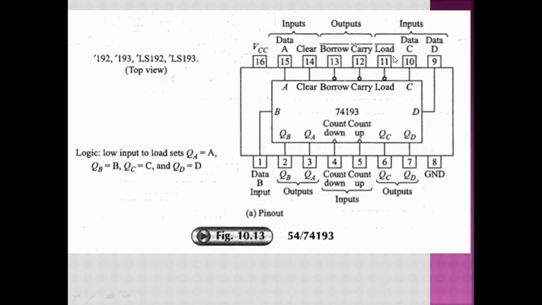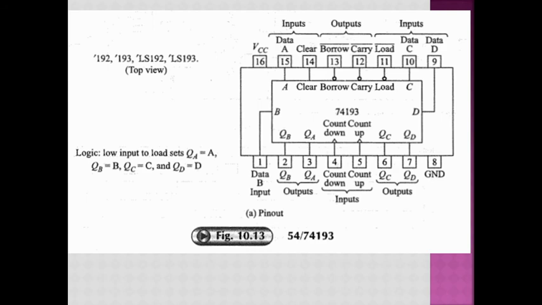And then the load input is very important here. This pin is the load input. What is this load input? A bubble is shown here. That means this data is going to be loaded into the flip-flops when this input is activated. It is active low. So when the load input is made low, this data, state number 5, 0, 1, 0, 1, which you have applied at DCBA, is going to be transferred to the output of the counter.